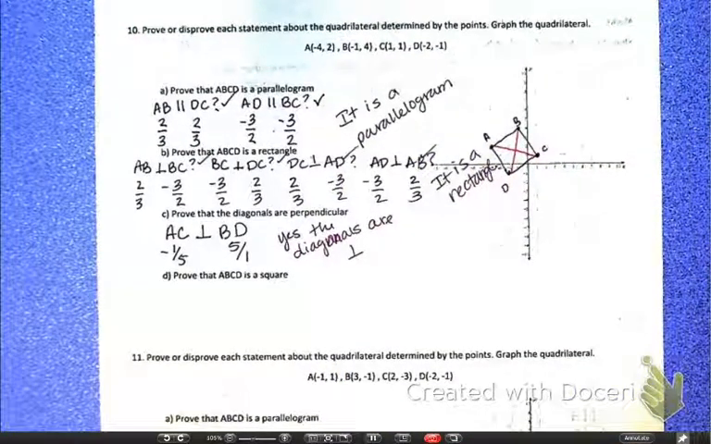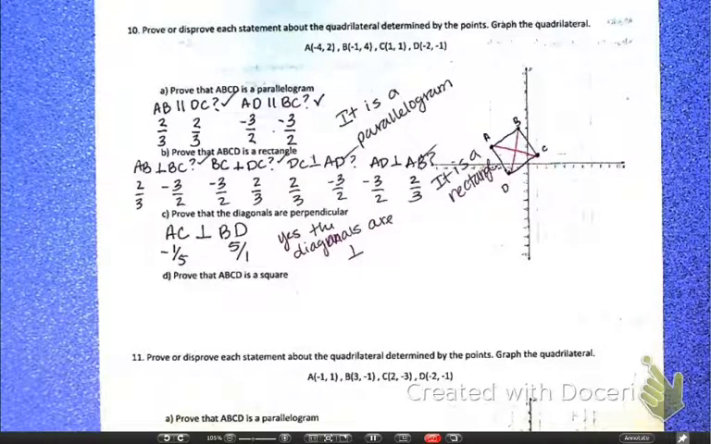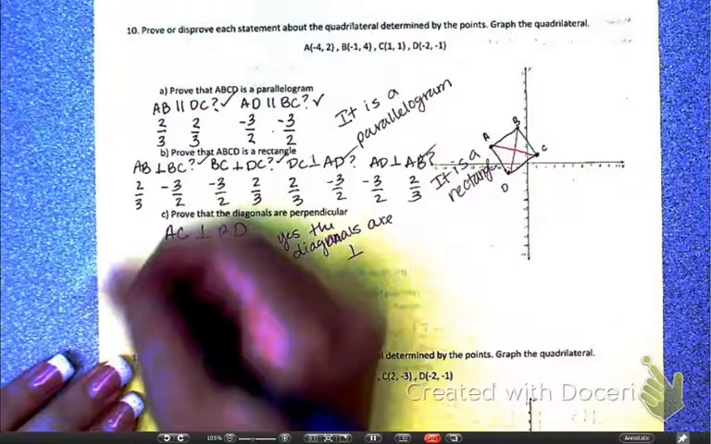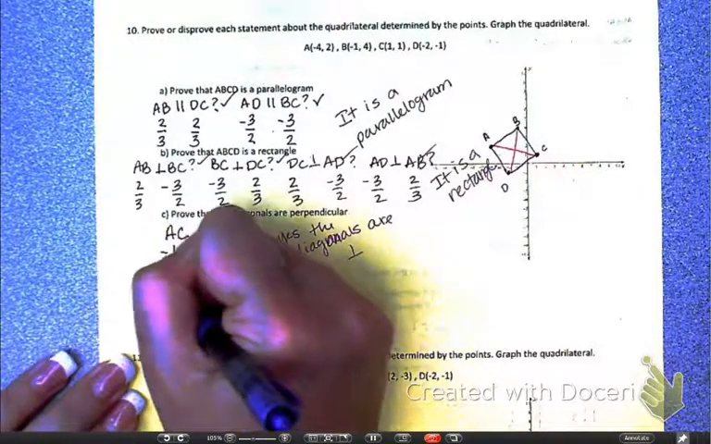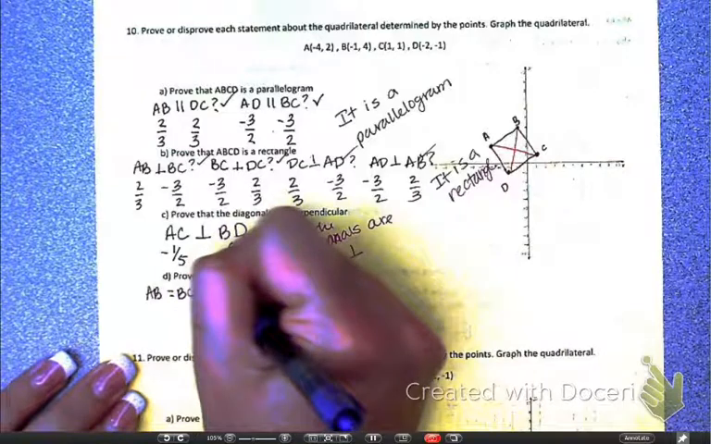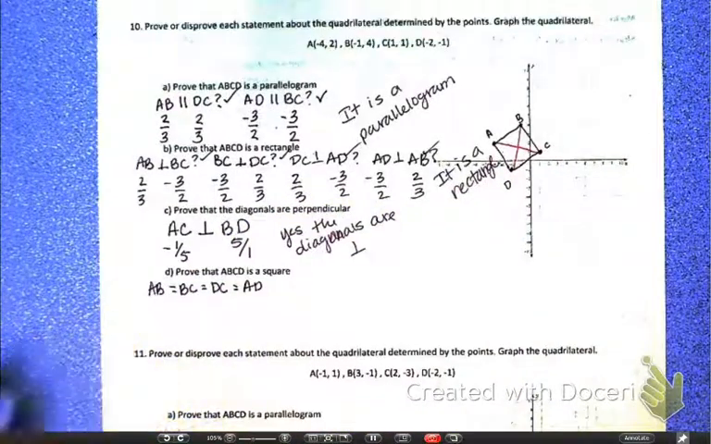Last thing is to prove that it's a square. Okay, so for a square, you need to know opposite sides are parallel. We did that. You need to know all angles are 90 degrees. We did that. What else do we need to know for a square? All the sides are the same length. They're all congruent. So we need to know that AB equals BC, which equals DC, which equals AD. We need to know all those side lengths are the same.